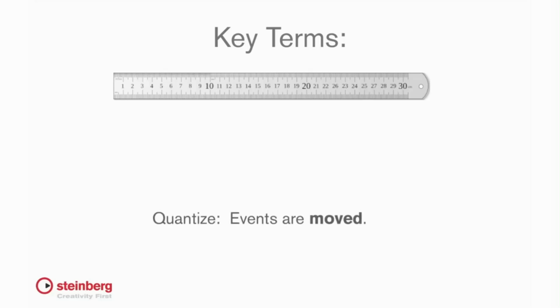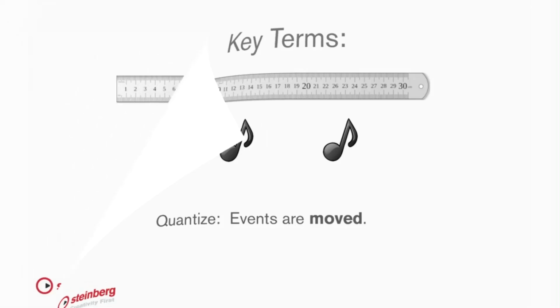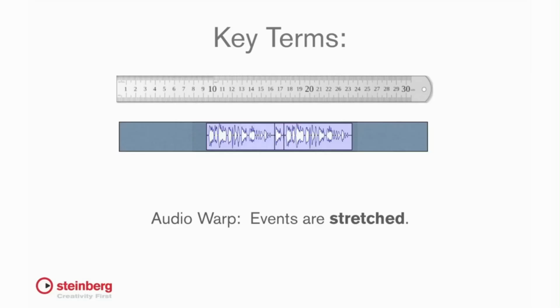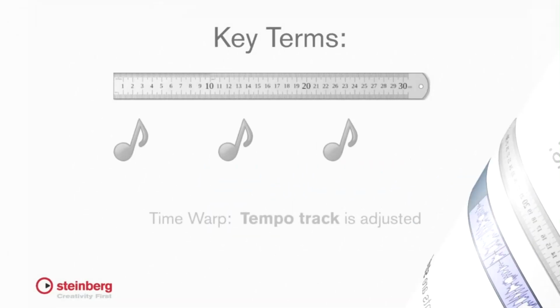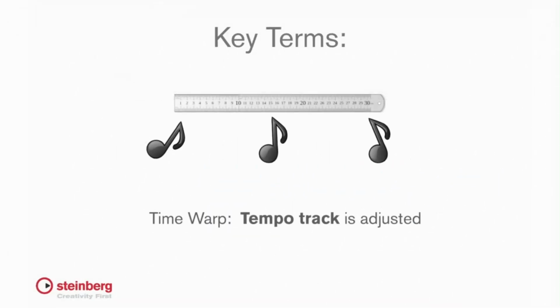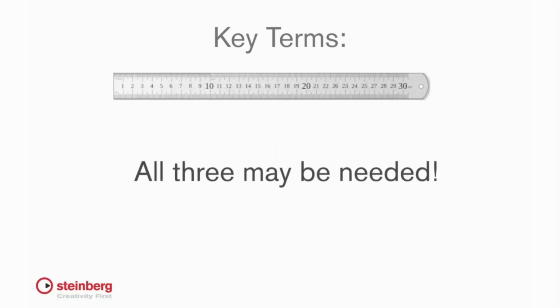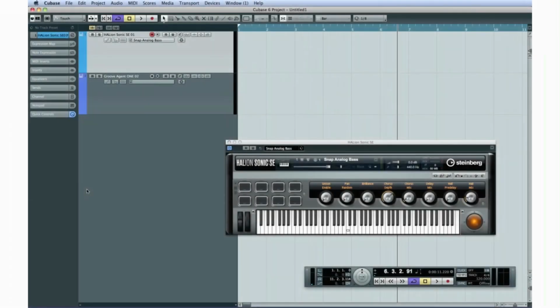Quantizing, which started with MIDI, means moving the notes so they align to the grid. Quantizing can now be done with audio as well as MIDI. Audio warping means stretching the performance so it aligns to the grid. Time warping means stretching the grid so it aligns to the performance. Sometimes a combination of all 3 is required to achieve the desired result.